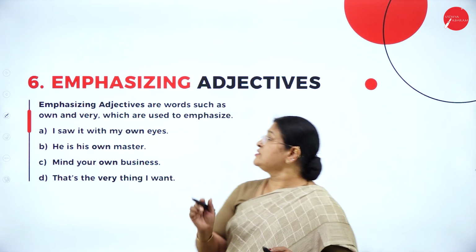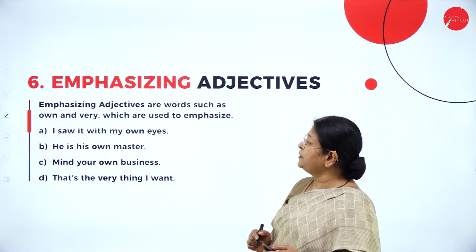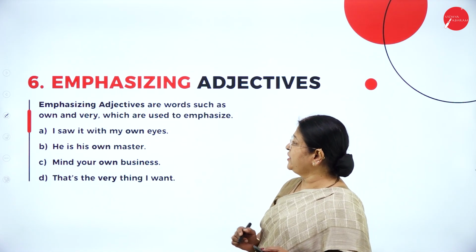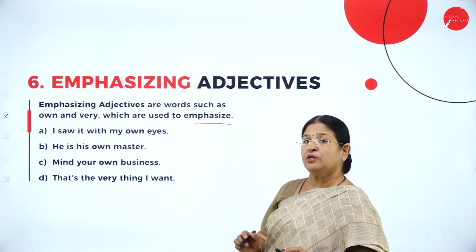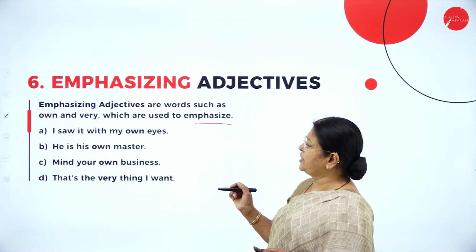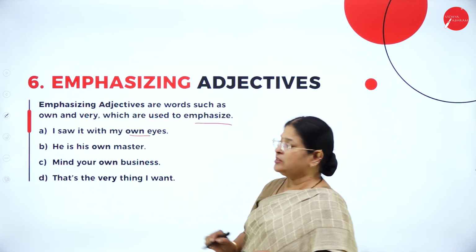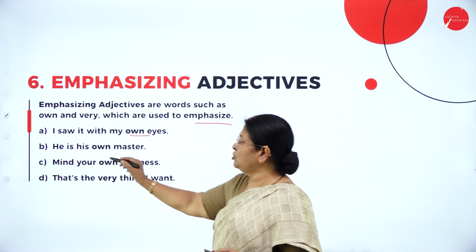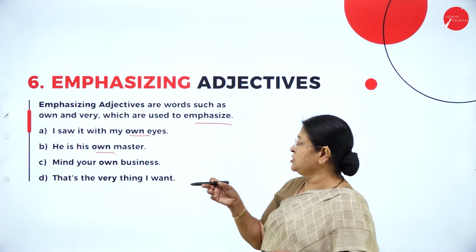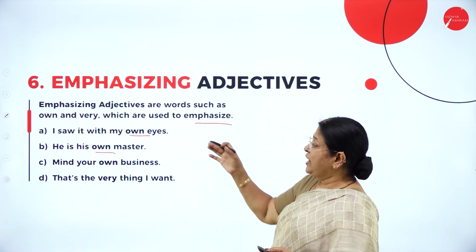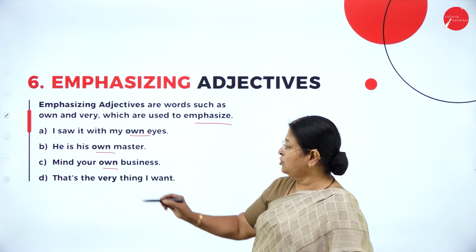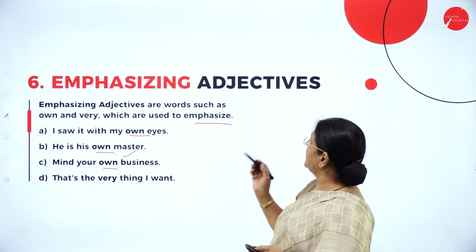Moving on to the sixth type, that is emphasizing. Emphasizing adjectives are words such as own and very, which are used to emphasize. You will understand better with the following examples. I saw it with my own eyes. Own. Then, he is his own master. Own is the emphasizing adjective, meaning you are particularly mentioning it. Mind your own business. Here own is the emphasizing adjective.